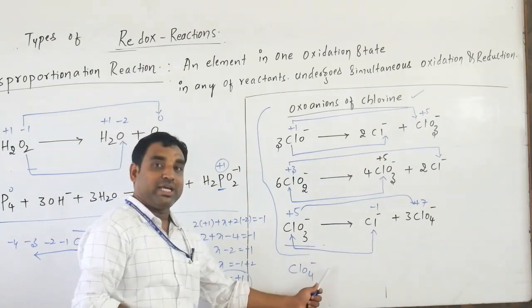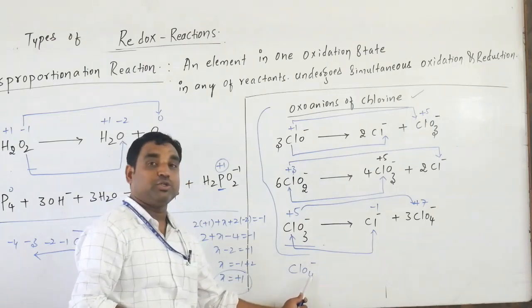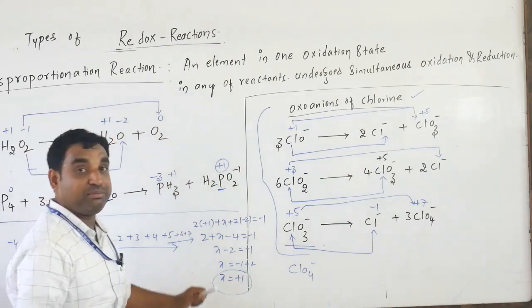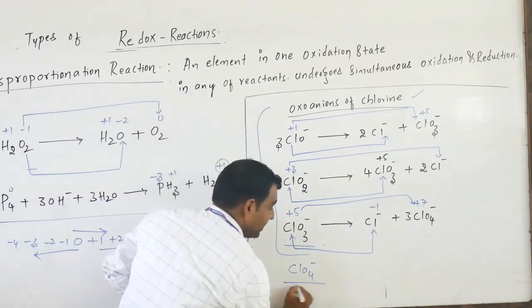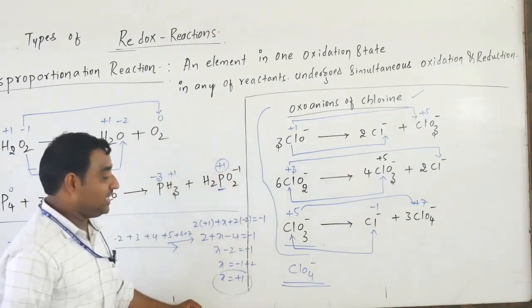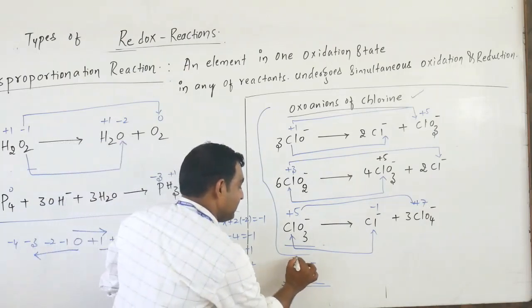ClO4- is also an oxo ion of chlorine, but it does not show any disproportionation reaction because chlorine is already in the highest oxidation state, that is +7.